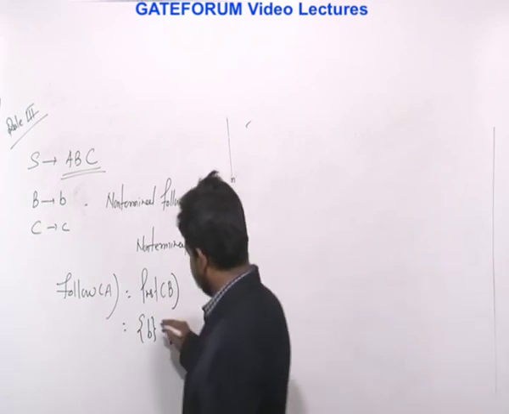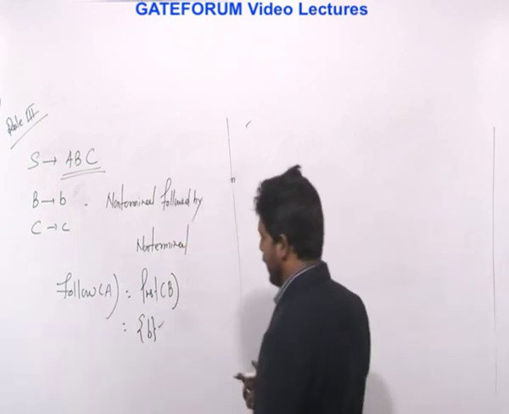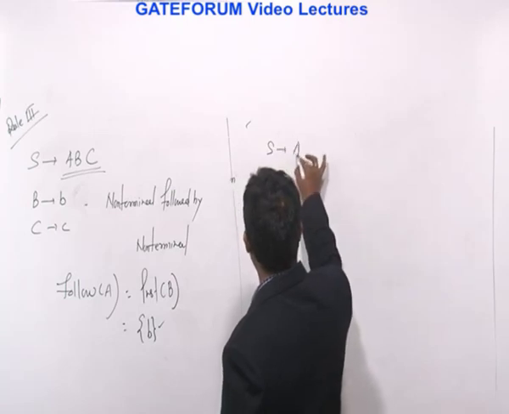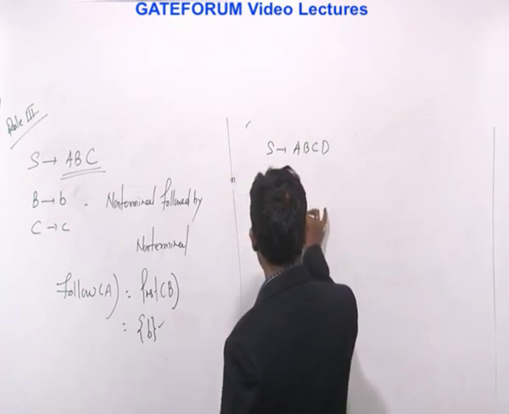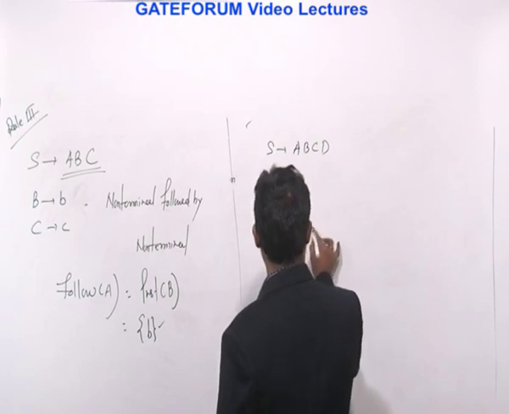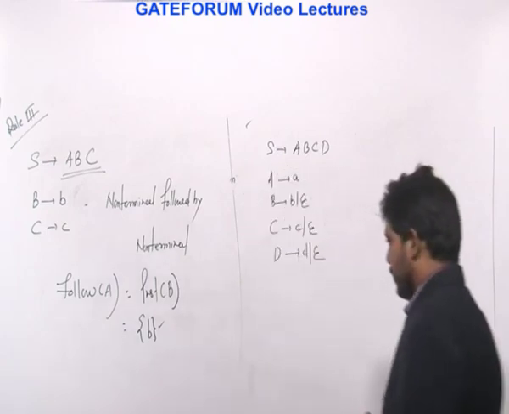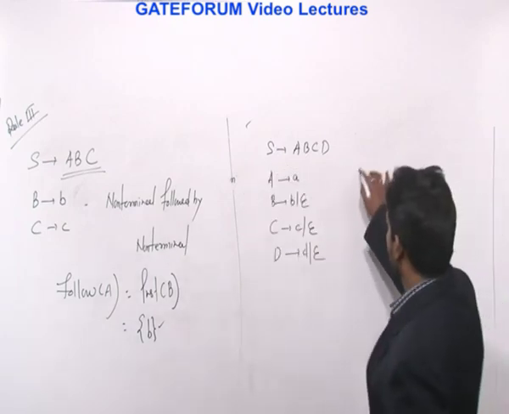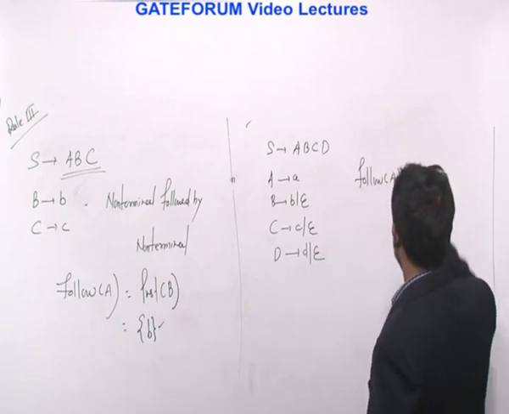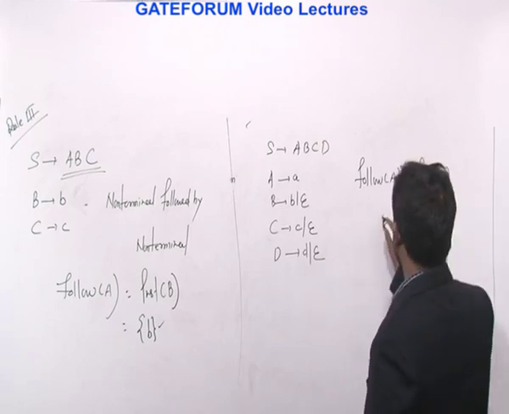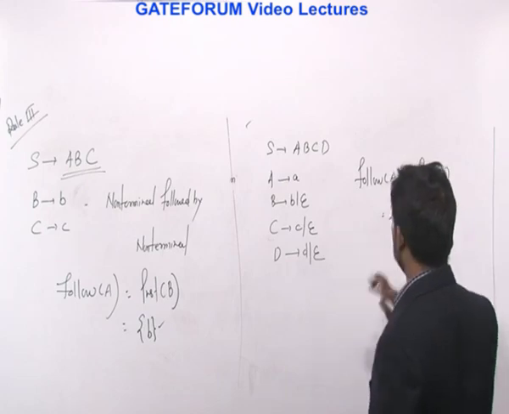So let's calculate B. What it can be is this: S derives A, B, C, D, and this is one extension of it, that A derives small a, B derives small b or epsilon, C derives small c or epsilon, D derives small d or epsilon. Follow of A is equal to first of B. What is first of B? First of B is b. Epsilon we don't include.